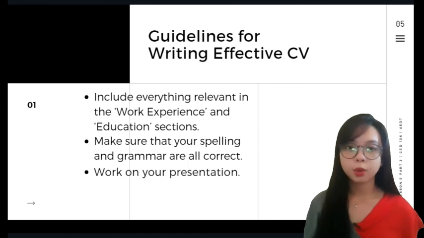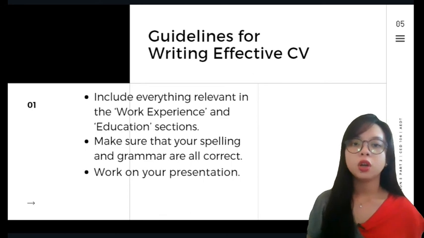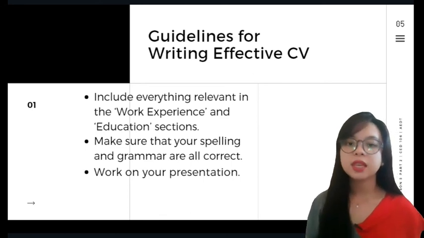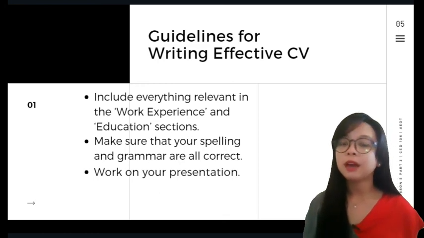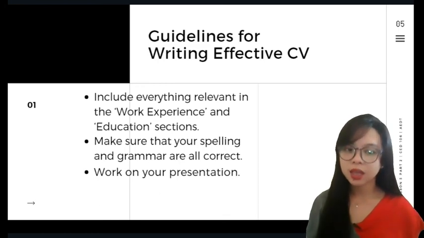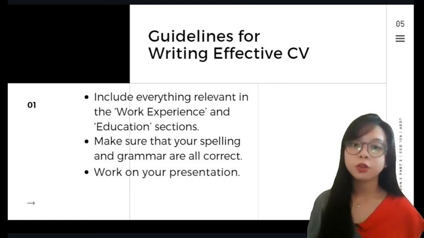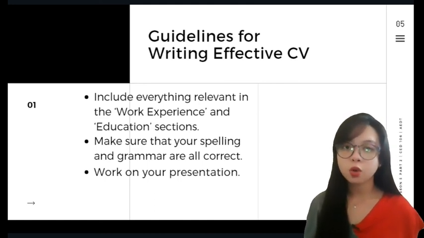You need to make sure that your spelling and grammar are all correct. Again, it's very important to ask someone to proofread or reread your letter and your CV. And of course, you need to work on your presentation. How you are going to present your CV is very important. You may make your own template, or you may download one from the internet, or you may follow your creativity in presenting your curriculum vitae.